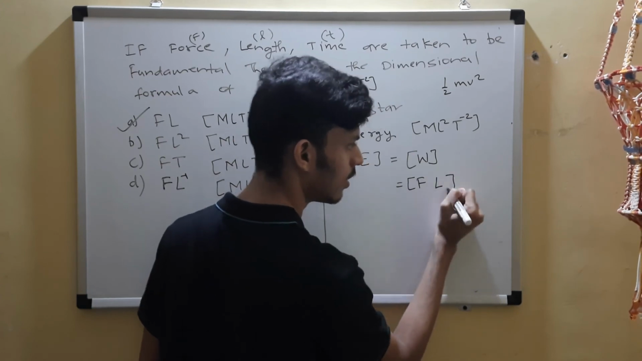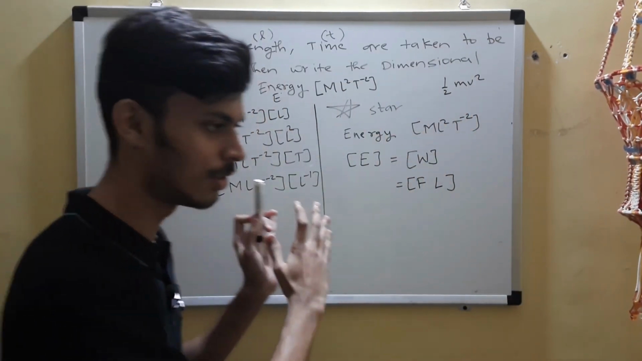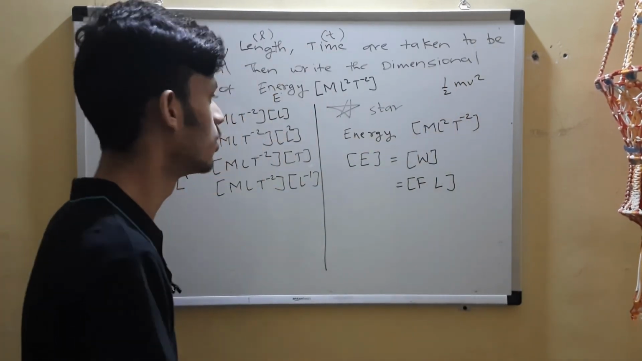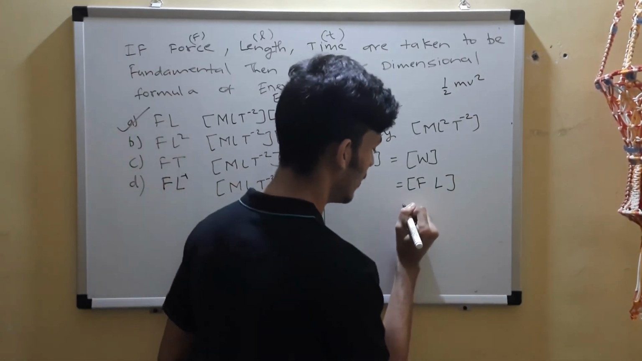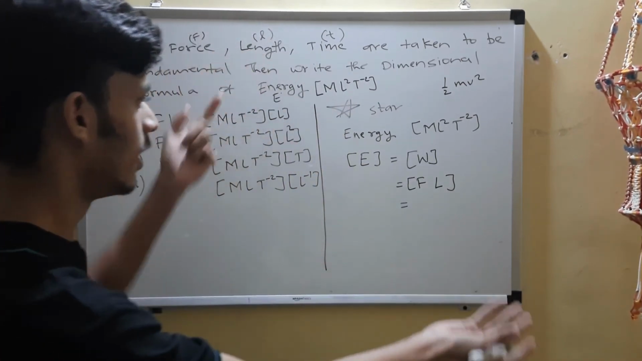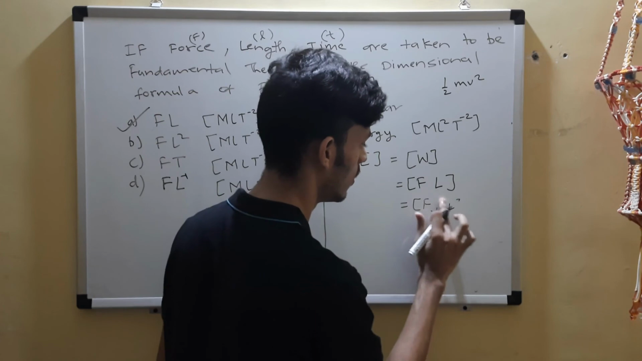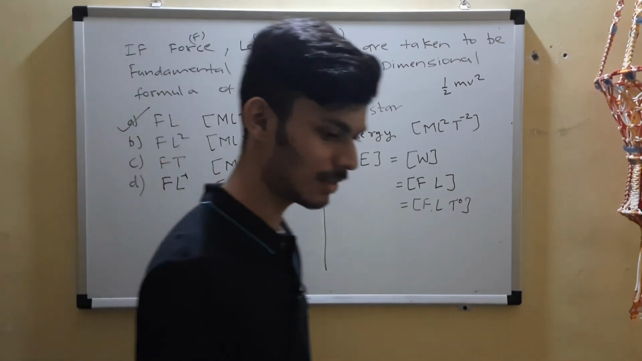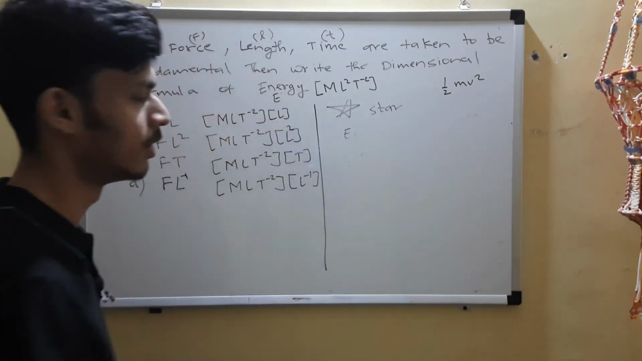Displacement is length. If this method is confusing you, you already have two methods with you, one which works with options and one which works without any options, so you can prefer any of those. This is a method for pros only. So let's come back over here. We got force, now we have length. Done, the job is done. We don't need time, or we can also write it as F L T^0. Job done, right?